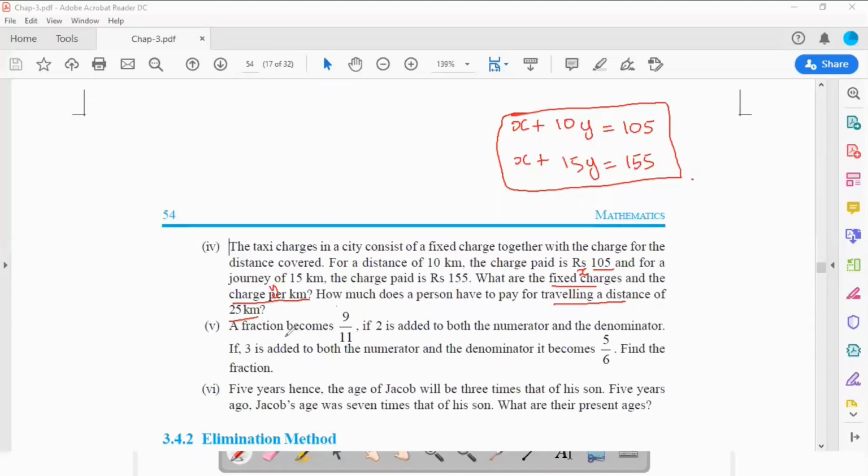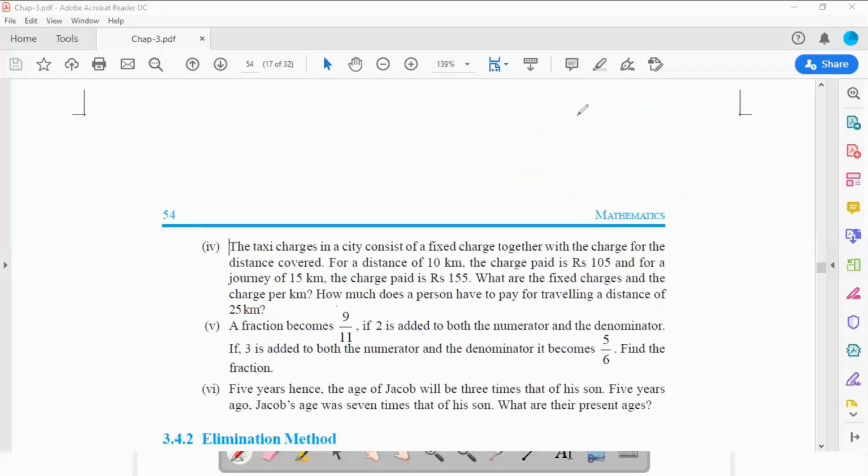And the last fifth one, can you try the equation? Fifth one: a fraction becomes 9 by 11 if 2 is added to both numerator and denominator. If 3 is added to both the denominator and numerator, it becomes 5 by 6. Find the fraction. I give one hint. Let the fraction be X by Y. Then there are two statements. Read the statements and make equations.